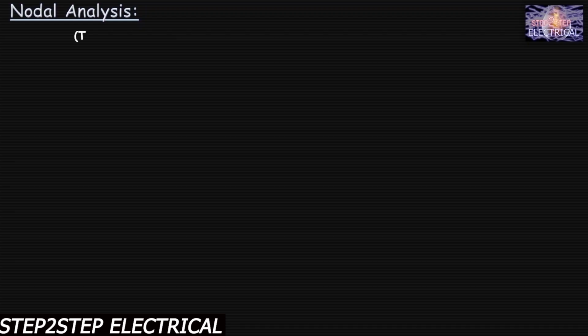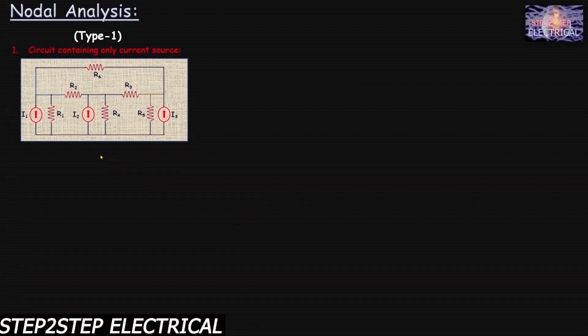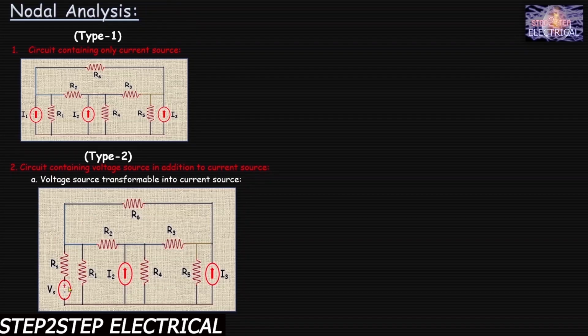Okay, for type 1, circuit containing only current sources. Here in this circuit we see that there are only current sources. I1, I2, I3 are the current sources, and it is very easy for us to find out the voltage of the nodes.